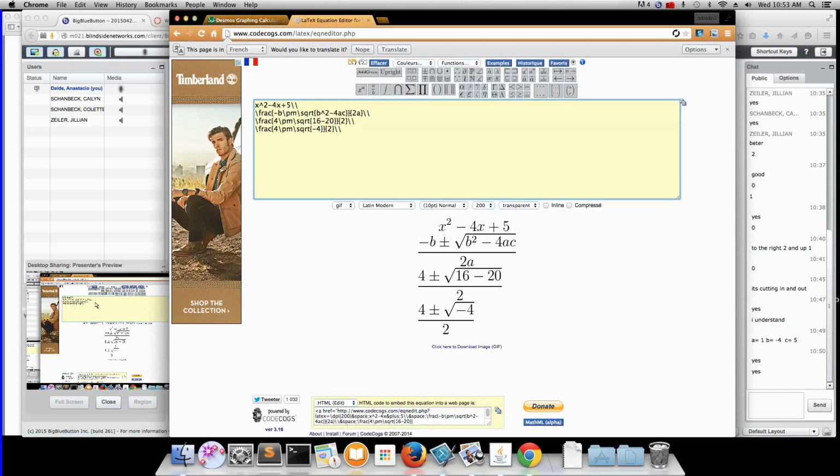Here's the problem that we have. There's no such thing as the square root of a negative number, right? What is the square root of a negative number?